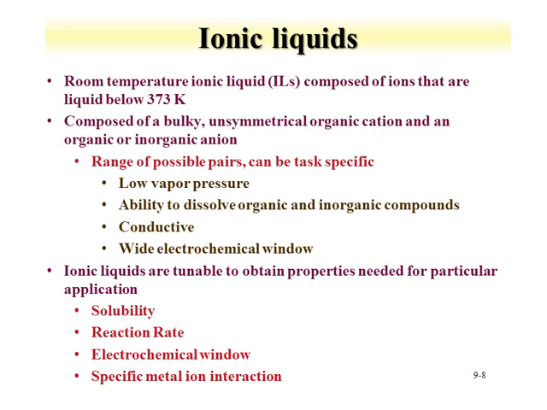An alternate pyroprocessing is use of ionic liquids. Ionic liquids are ions that are liquid at room temperature or up to 100 degrees C conditions. They're composed of a bulky, unsymmetrical organic cation and an organic or inorganic anion. There's a large range of possible pairs of cations and anions that can be used. They can be task-specific ionic liquids.